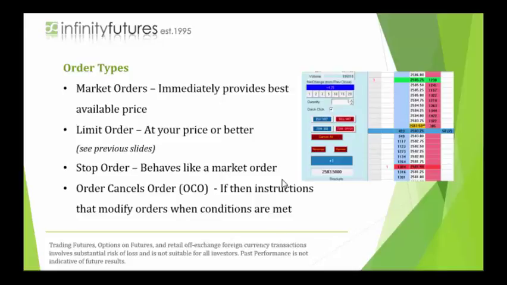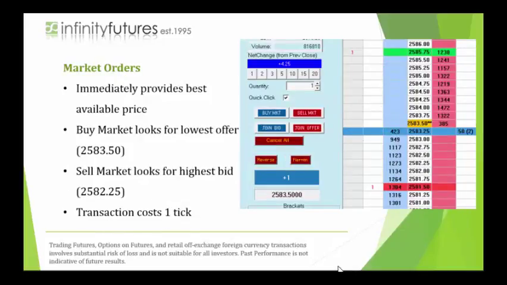And then lastly, you'll hear a thing called order cancels order, or OCOs. And these are simply instructions that modify orders when conditions are met, and they're typically automated, right? So you'd set up your trading platform for a series of if-then types of arrangements based on whatever your analysis is.